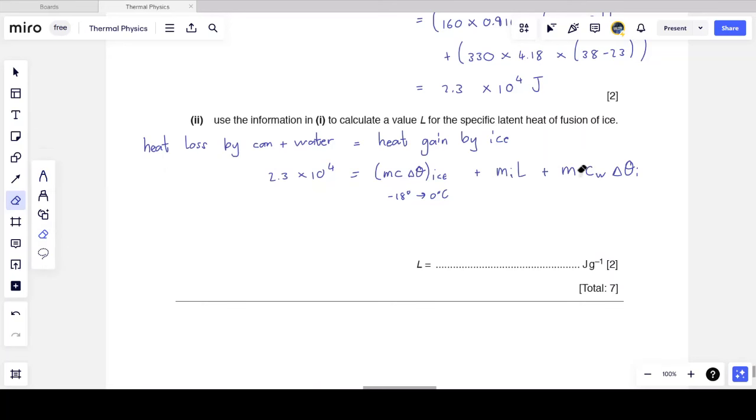Maybe I should just write this as mc delta theta and write a subscript here saying cold water. Or I can say this is the heat gained by melted ice.